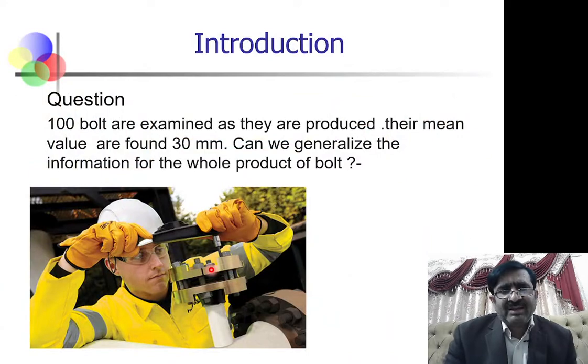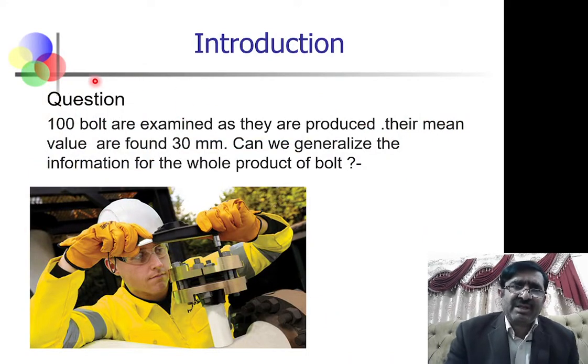Before going into that, let's have some more questions about when we need hypothesis testing, and then we will solve it further. For example, consider that we have 100 bolts and they are examined for production. Their mean value is coming to 30 millimeter. My question is, can we generalize it? Can we say that yes, the next 100 bolts or 200 bolts, their mean will again be 30 or 29? No. It is possible that for the next 100 or 200 bolts, the average will be 28, that is less than 30.